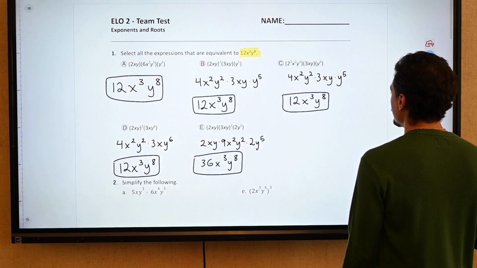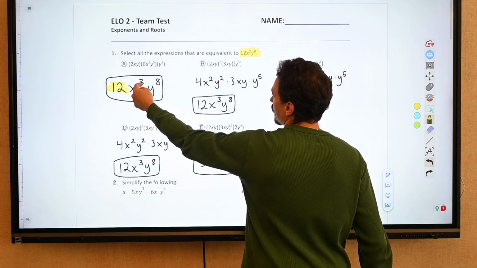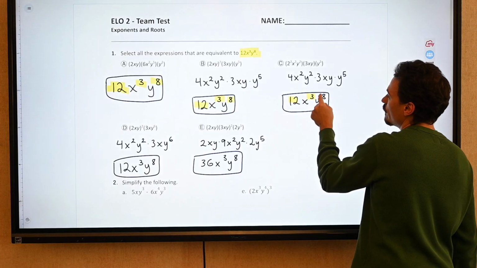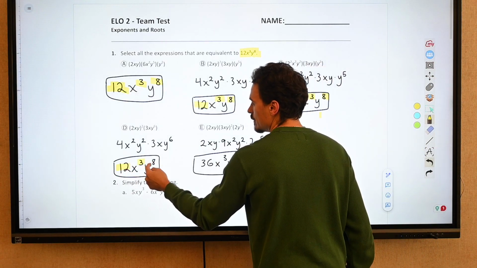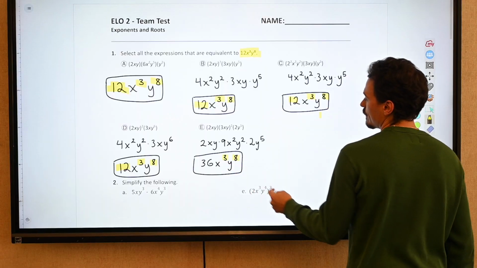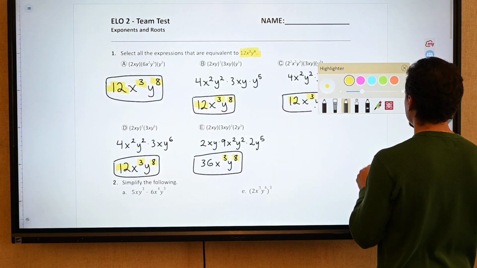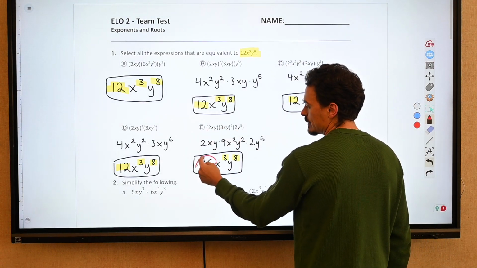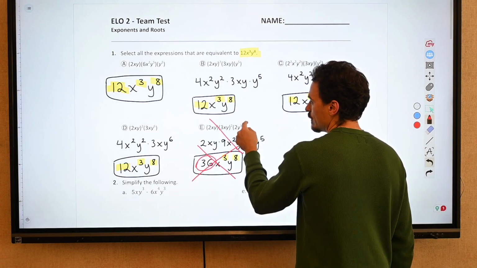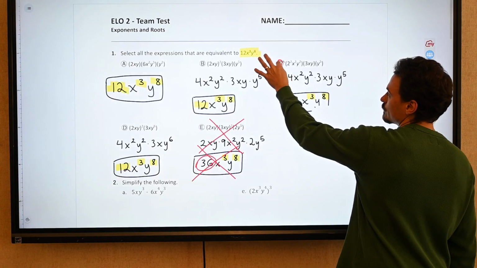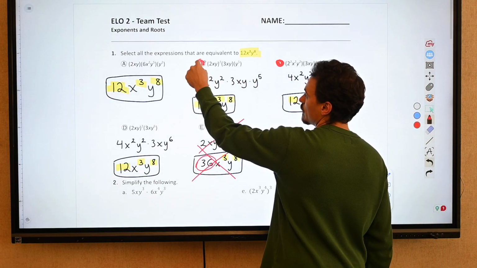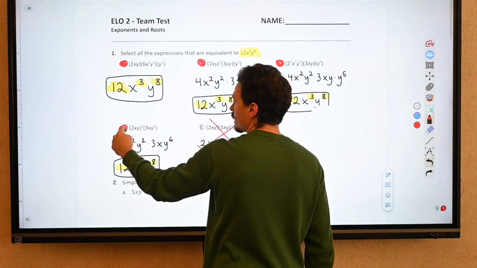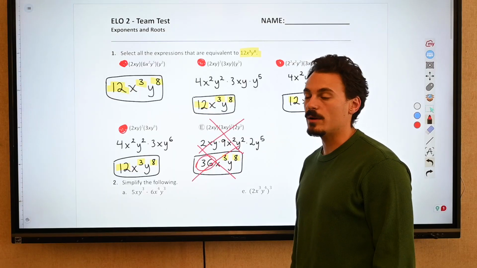So here, our 12 and our exponents are the same, but the problem when you go to simplify this one is you get a 36 here. So this doesn't work. The rest of them, they do work. So A, B, C, and D are all valid answers for number 1.